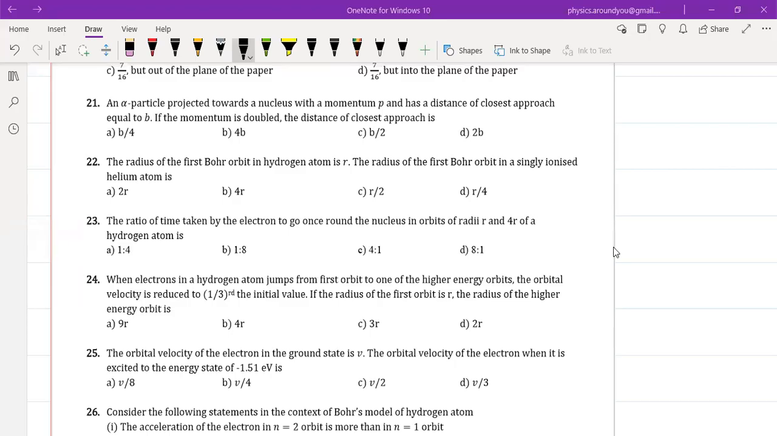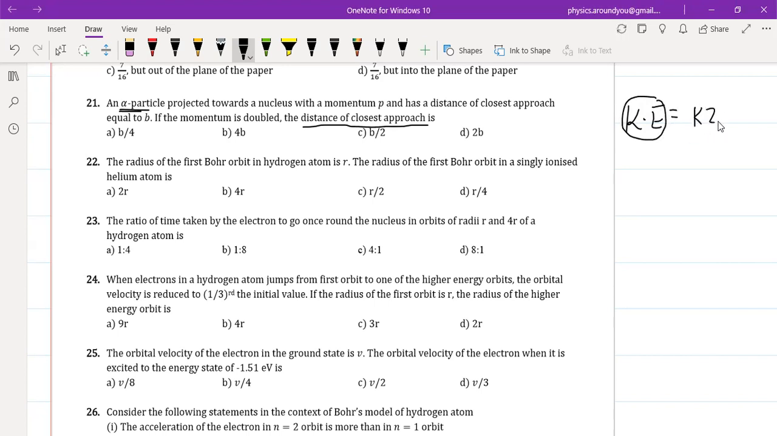Hello there. We'll be having a look at the solutions for CET Test 6, especially those questions which are related to the atoms chapter. We'll begin with question number 21 in your paper. It is to do with the distance of the closest approach. So, distance of closest approach is dependent entirely on kinetic energy.